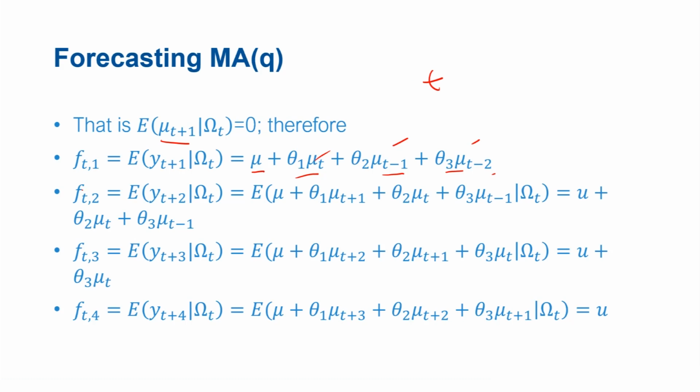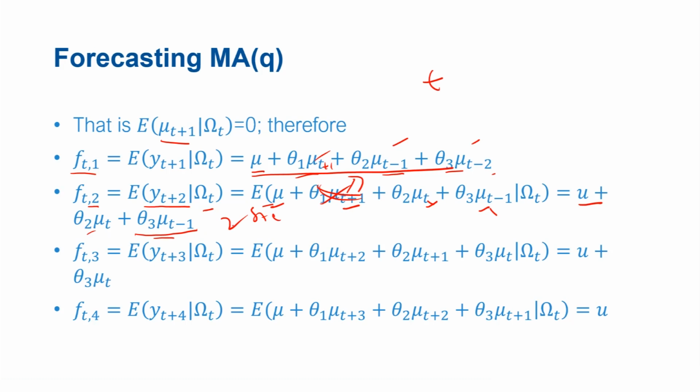With this being the case, we already have the forecast f t comma 1, one step ahead in future, which is this. Now let us do the forecasting for 2 steps ahead, which is f t comma 2, nothing but the conditional expectation of y t plus 2, again using the information up till time t. In this case, we need to add 1 to each subscript. When the expectation operator is applied, mu t plus 1 will be 0, but for mu t and mu t minus 1, actual values will be employed, and therefore this term will get eliminated and we are only left with mu, the constant term, plus theta 2 mu t plus theta 3 mu t minus 1.